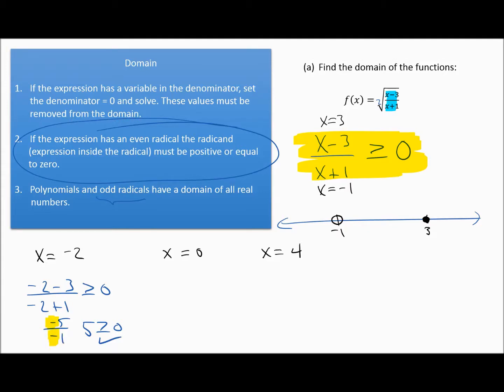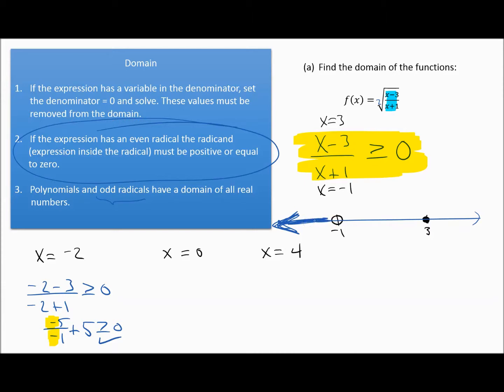A negative divided by a negative overall gives us a positive result, and positives are greater than or equal to 0, which means I shade where that test point came from. It came from the left, a number less than negative 1, so I shade that in.